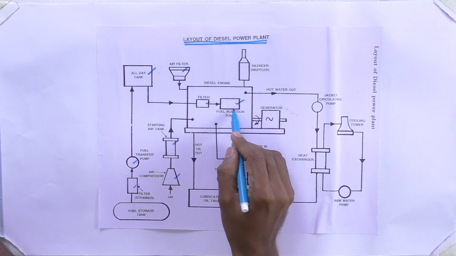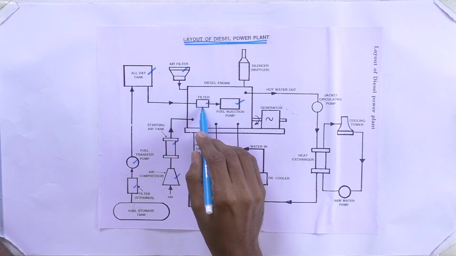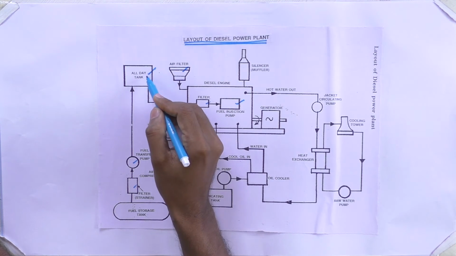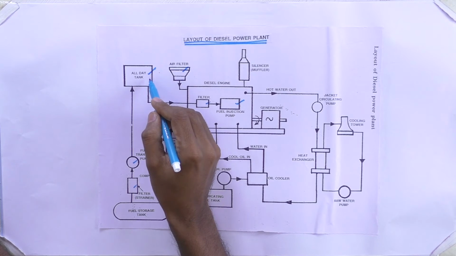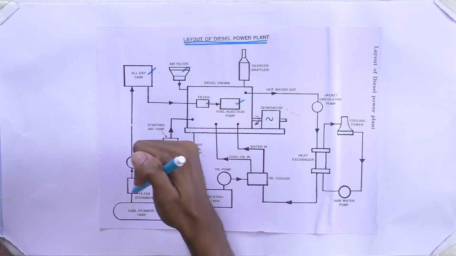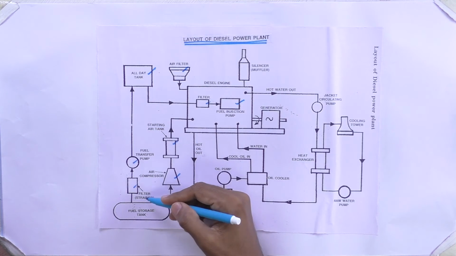Here we have the injection pump. Before that we have a filter, which is used to filter the fuel. The all day tank means that every day the tank should be in a filled condition, so we take the fuel from the fuel storage tank. This is the filter area.